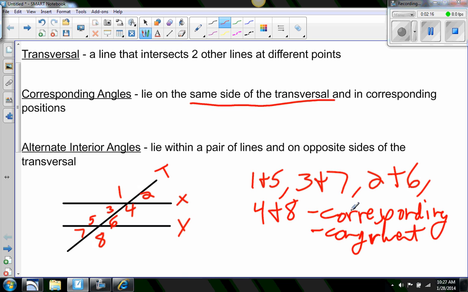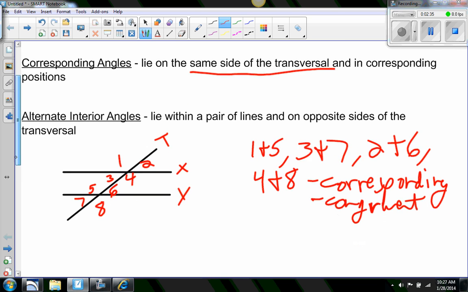Congruent means they're equal, right? So if I found out the measure of angle 1, then I should be able to figure out the measure of every single one of these other ones. Okay, and I'm going to show you how to do that here in a little bit.